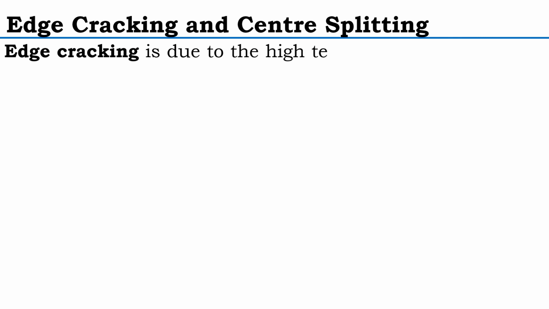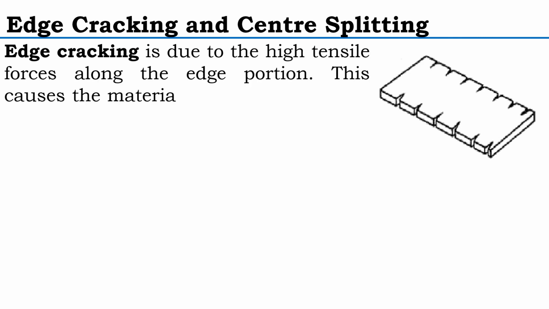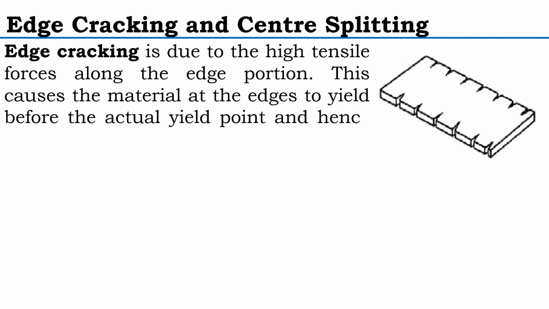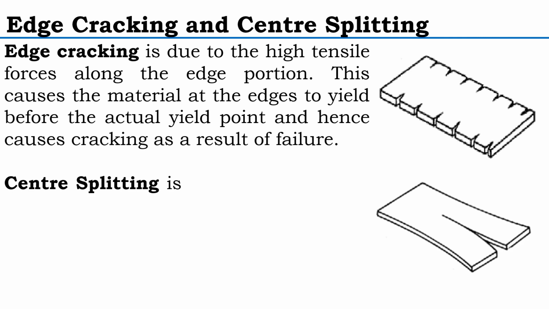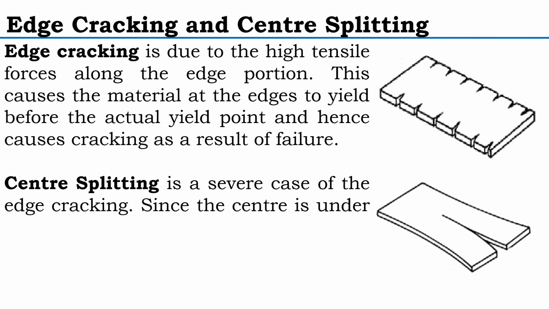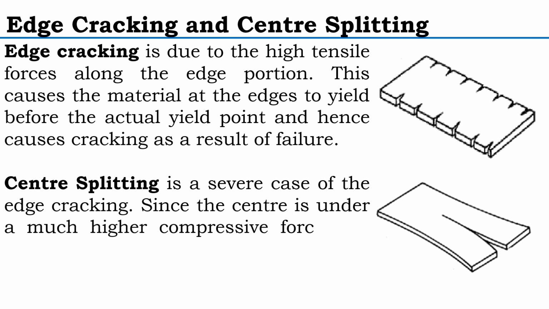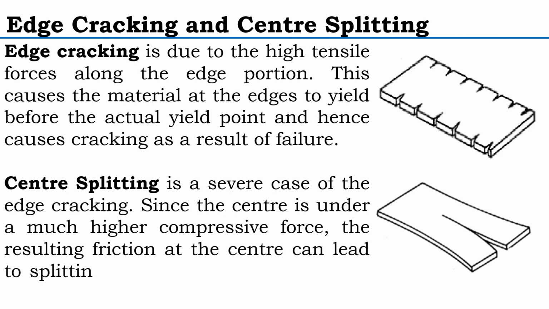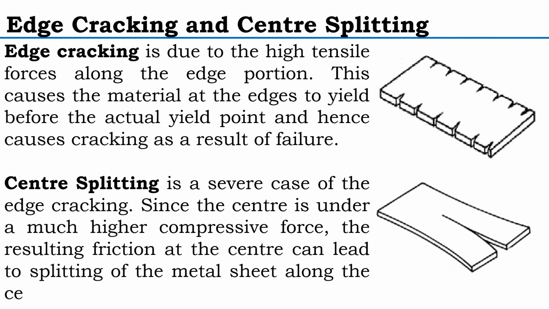Edge cracking and center splitting. Edge cracking is due to the high tensile forces along the edge portion. This causes the material at the edges to yield before the actual yield point and hence causes cracking as a result of failure. Center splitting is a severe case of the edge cracking. Since the center is under a much higher compressive force, the resulting friction at the center can lead to splitting of the metal sheet along the center.